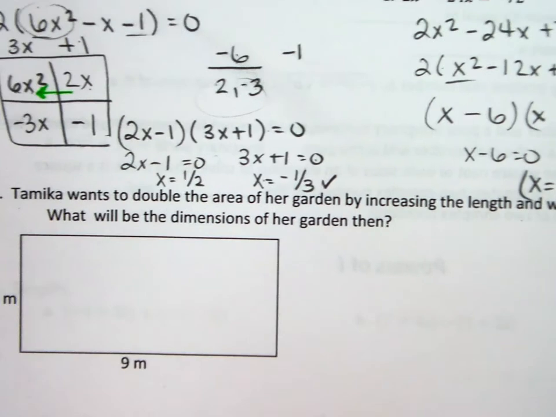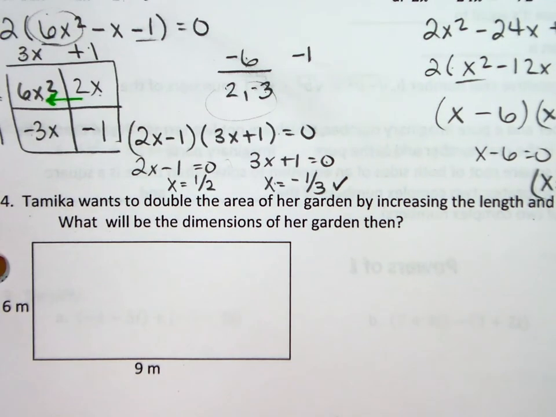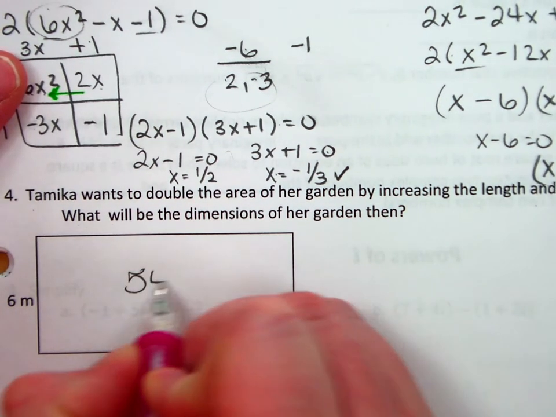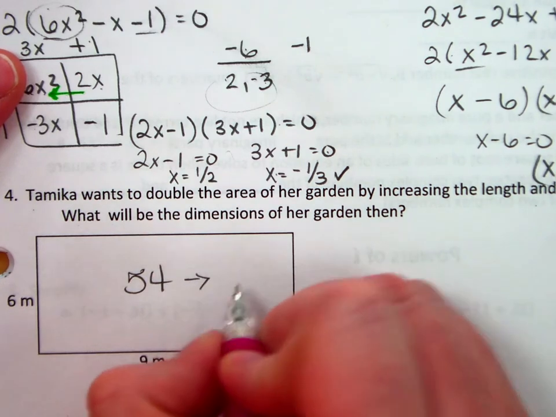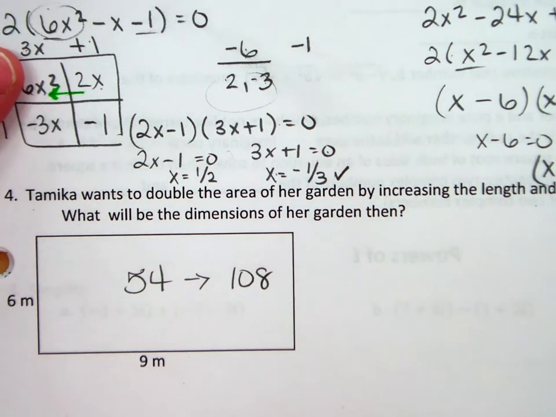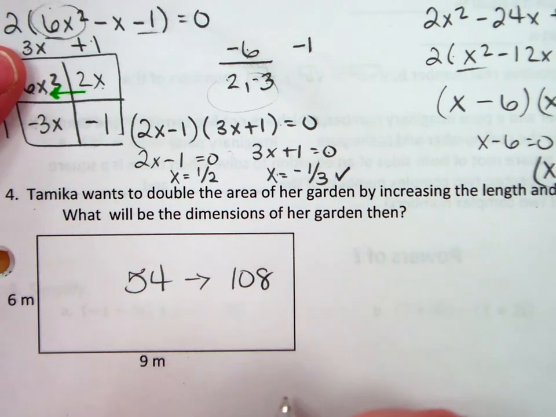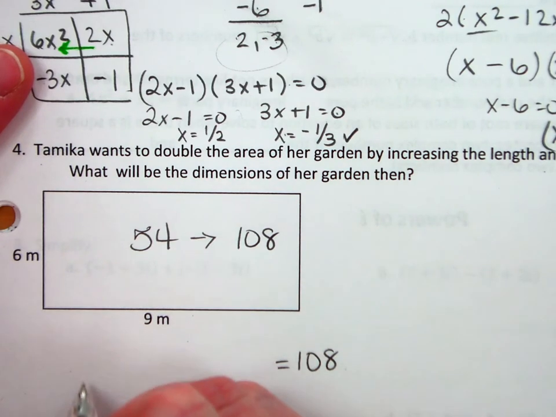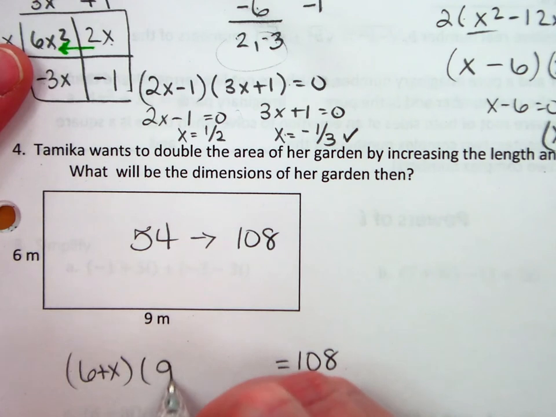Last but not least, we have a wonderful area problem here. She wants to increase her length and width by the same amount. What would the dimensions be if she wants to double her area? Well, currently her area is 54. So if I double it, that would be 108. So if I want to double it, that means it's going to equal 108. Add by the same value, so it would be 6 plus x times 9 plus x.